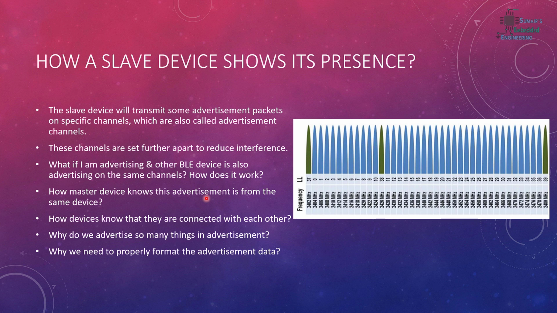If it allows the master device, then the connection is established. Once the connection is established, they can communicate over these data channels, and there is a special connection interval that is set, so that after some time the master device is going to send that connection interval. If the slave device responds to that connection interval request, it means that the connection is still established between the devices.